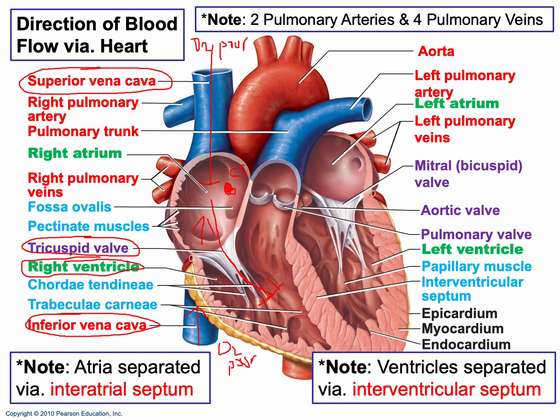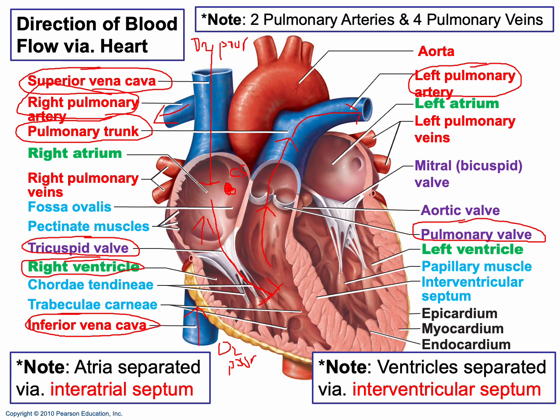Eventually, with enough blood volume here, pressure will allow the blood to push up against the pulmonary semilunar valve, and that valve will open up. And the blood then will make its way into the pulmonary trunk. From here, the blood will make its way into the left pulmonary artery and the right pulmonary artery. And remember, we're still working with that oxygen poor blood. Oxygen poor blood for the pulmonary arteries.